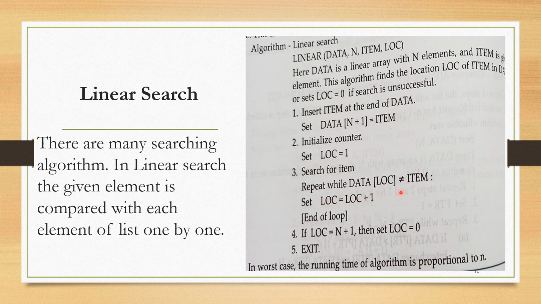Repeat while the data at the location is not equal to this item. In this location, some data will be there. The given item and the location item will be compared until they are the same. You keep on searching, then change the location. This is a loop. First it is compared with the item at location one. It didn't match, so the location is increased by 1, and it goes to the second location for comparison. Suppose the second location matches, it will come out. Otherwise it will go on looping.